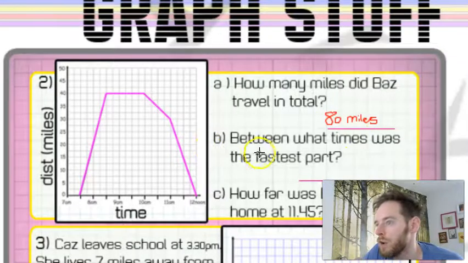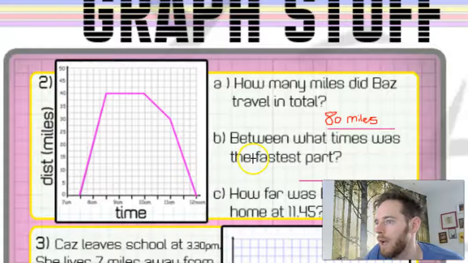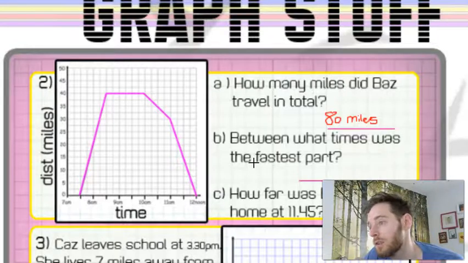Part b asks between what times was the fastest part. All right, so where's the steepest line? That's what we're looking for. Okay, and we could always work this out by working out the gradient of the line, and I've showed you a video on that in literally the last one.